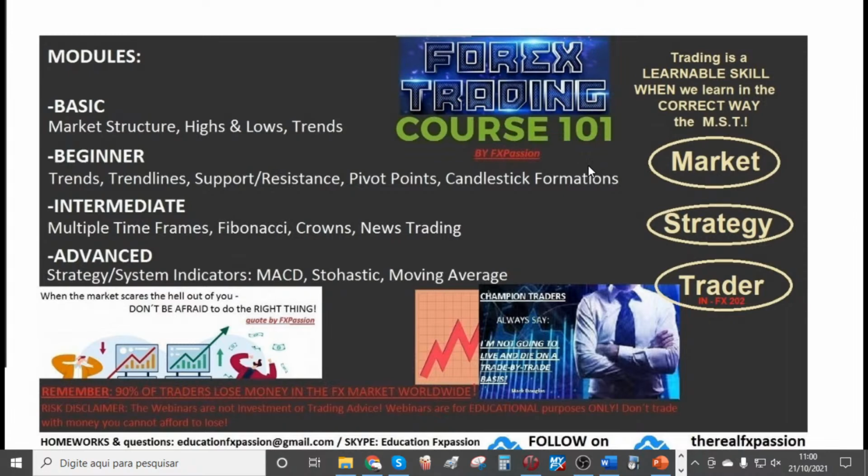And we have finally come to the Confirmation Fibonacci, everybody. Remember, trading is a learnable skill when we learn in the correct way the three pillars. What are the three pillars? M stands for the market, S stands for the strategy, and T stands for the trader. We are trying to do this with all of these modules here: basic, beginner, and we are in the intermediate module, everybody. So most likely near the end of the year we are going to push into the advanced. We are going to talk about systems and strategies, everybody.